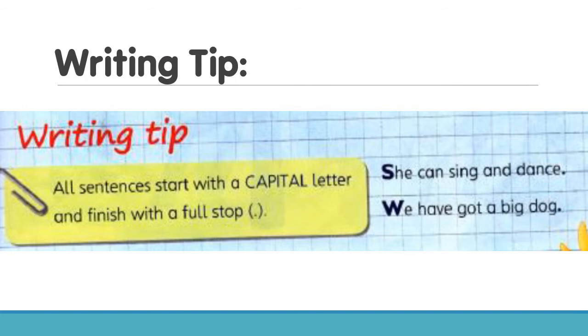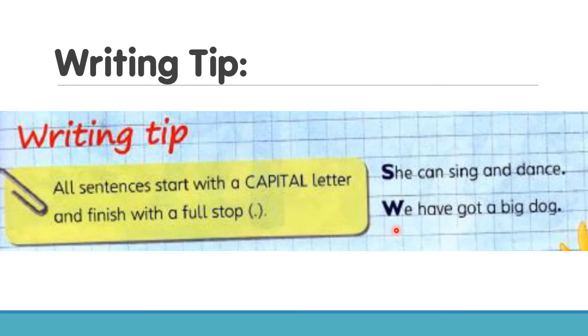Writing tip. All sentences start with a capital letter and finish with a full stop. As you can see in this sentence, she can sing and dance. She, letter S, is in capital letter. And at the end of the sentence, you must put a full stop.